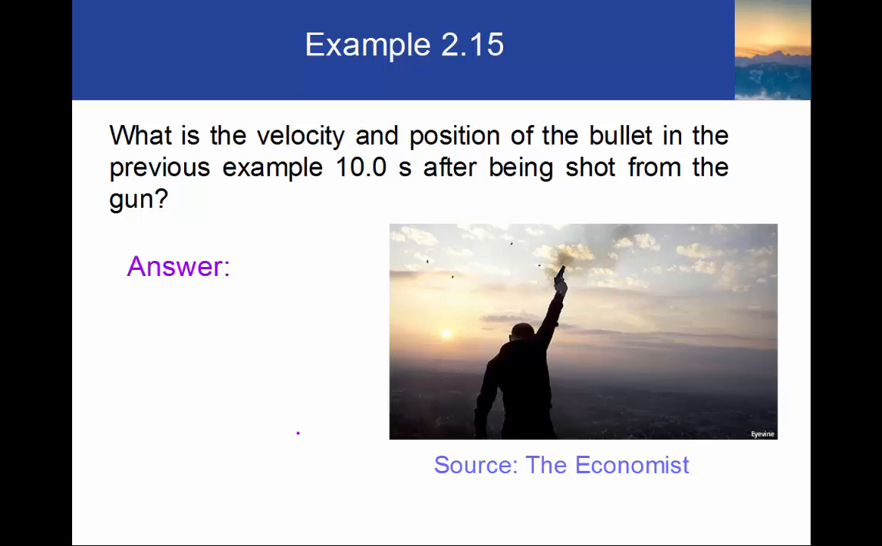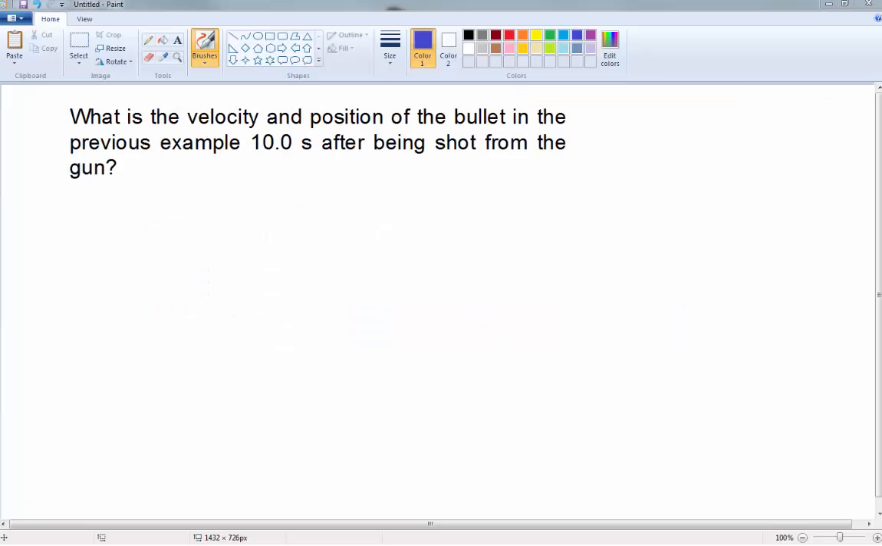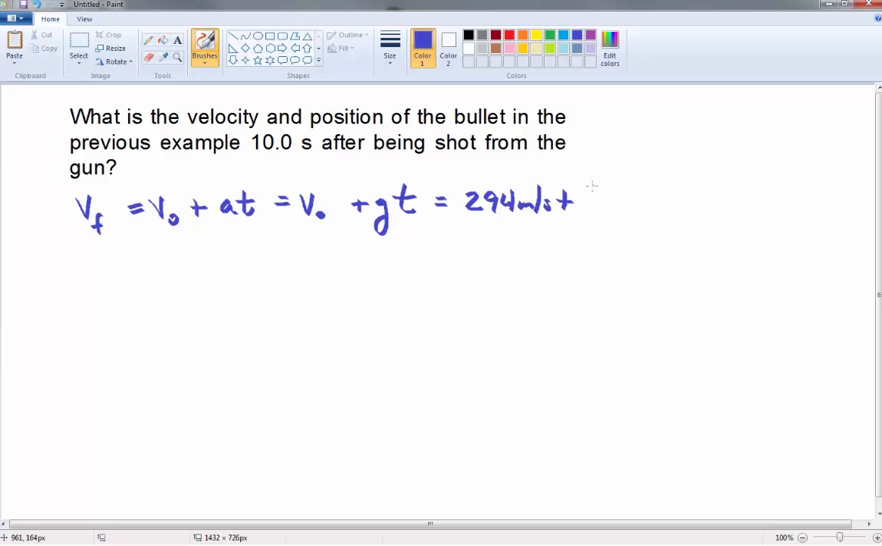So again, we're going to be making use of this equation that finds the final velocity is equal to the initial velocity plus the acceleration times the time, bearing in mind that because the initial velocity and the acceleration are in opposite directions, if this is positive, then this has to be negative and vice versa. So basically what we have is that the final speed is equal to the initial speed plus the acceleration times time. That is, the initial speed plus gravitational acceleration times time. And so that's 294 meters per second plus, again, they're in opposite directions, so this is actually a negative 9.8 meters per second squared, times 10.0 seconds. So this quantity right here is negative 98 meters per second.